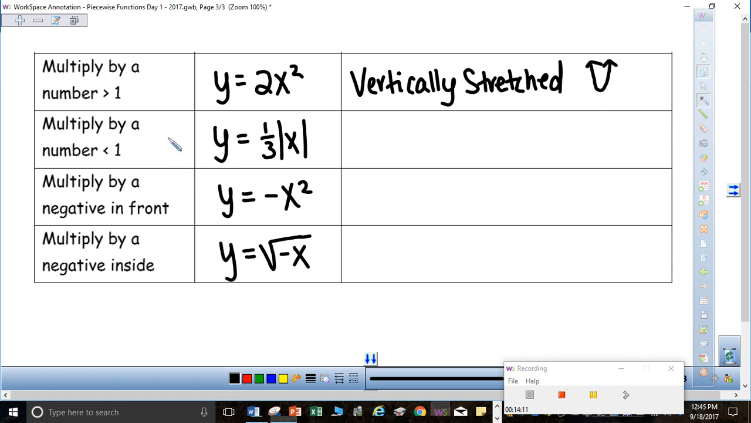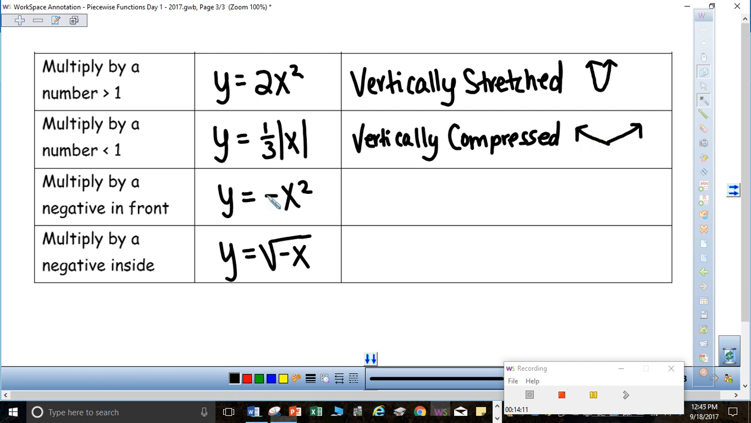Multiplying by a number in front that is less than 1, so a fraction value something like 1/3, we say that this is vertically compressed. This is the opposite of stretched. It's going to make our graph a lot wider, something like that.